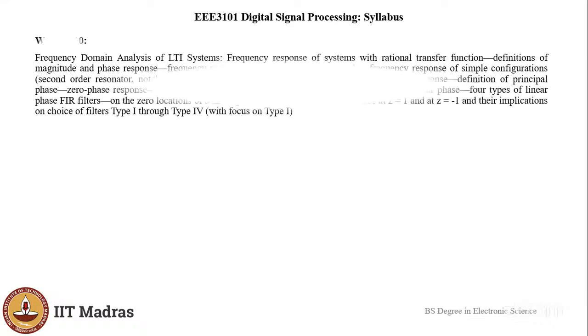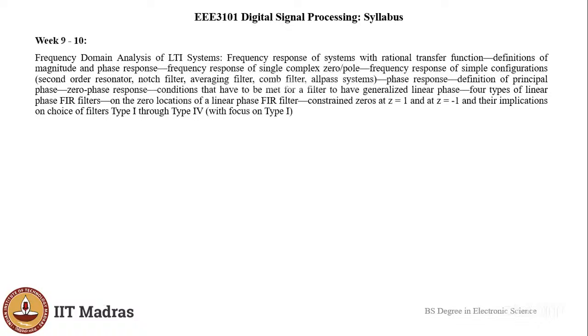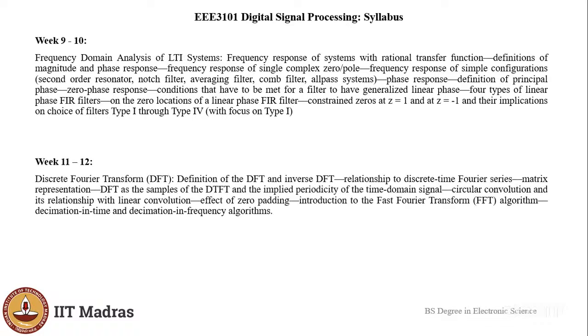Then in week 9 and 10, you will have the frequency domain analysis of LTI systems, the effect of pole zeros, different types of filters. And then type 1, type 2, type 3, type 4 FIR filters will be discussed in detail. Then in week 11 to 12, you will have the DFT, that is the discrete Fourier transform, and its properties, and how it is evaluated using a special algorithm known as the fast Fourier transform. So this is the detailed syllabus of digital signal processing.